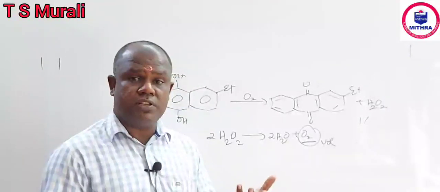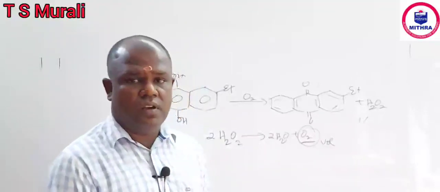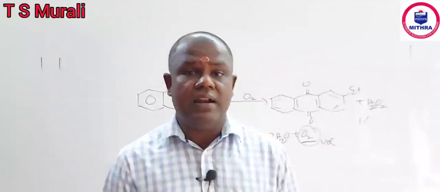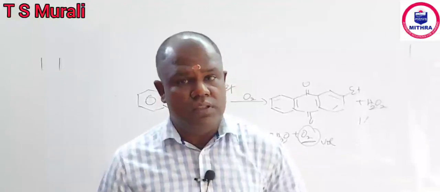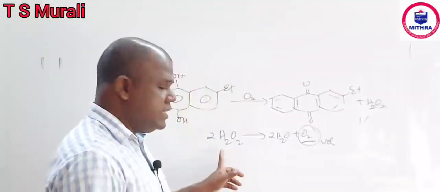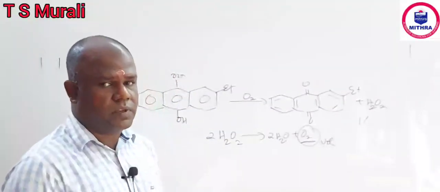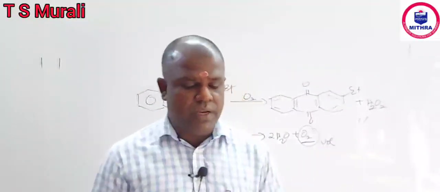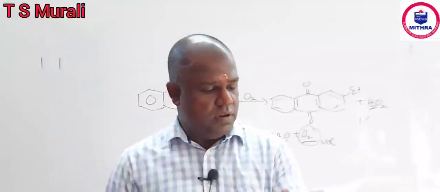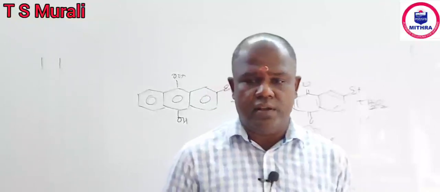Normally we are using 100 Vs also. What is 100 Vs? From 1 ml of H2O2 you get 100 ml of oxygen. Is it possible? It's possible, because one is a liquid and the other is a gaseous compound. So that's all about the 20 questions from the two chapters of first year, redox reactions and hydrogen.